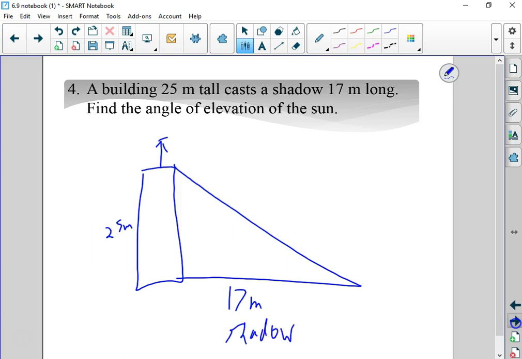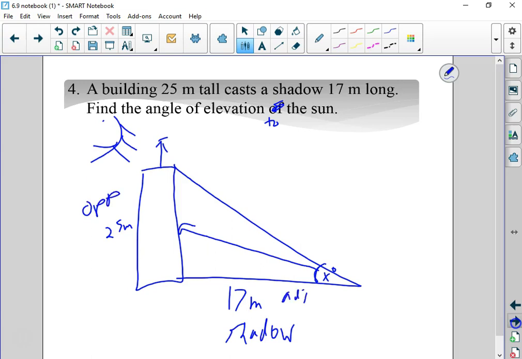Find the angle of elevation of the sun. Really, we're going to say to the sun, because that doesn't really make sense. So we're looking for the angle of elevation right here. Well, Grover's down here looking at the top of the building. Remember, the sun's up here, casting down the shadow. So we're looking at the angle of elevation from the ground up to the top of the building. So Grover looks all the way over to the opposite side.